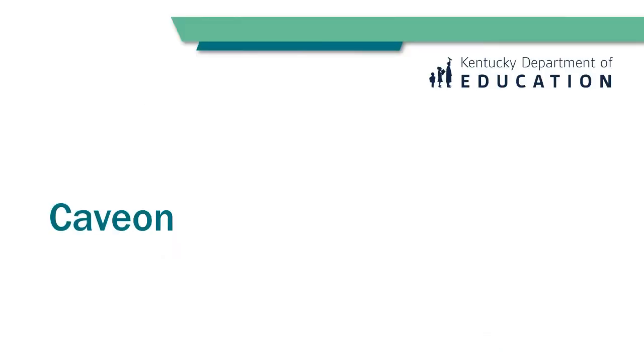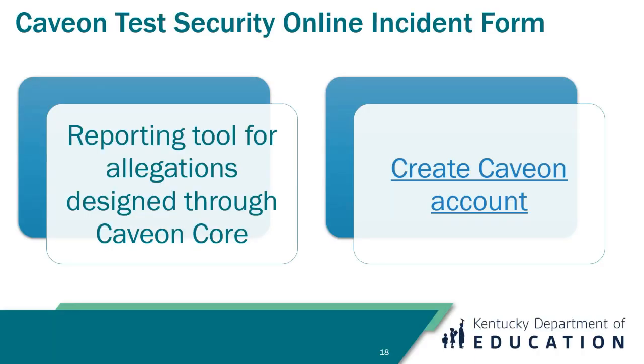Now let's take a look at the online reporting platform for allegations. While our aim is always to conduct a flawless test administration, it is important to acknowledge that test irregularities can occur despite our best efforts. When such irregularities arise, it is essential to address them promptly and effectively.